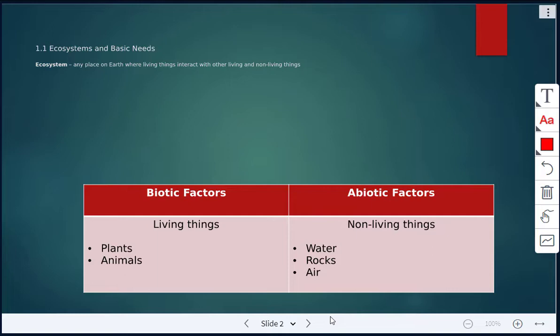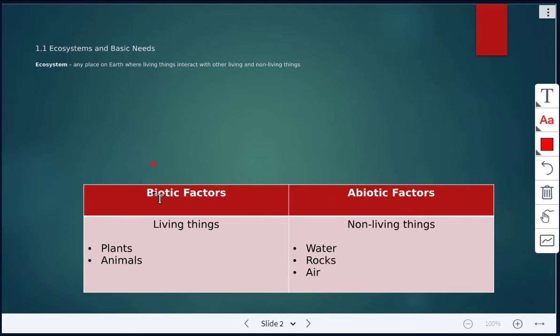What is an ecosystem? An ecosystem is defined as any place on Earth where the living things interact with other living things as well as the non-living things. All right, so interactions between living things and between living and non-living things. Two other terms here that you're required to know are biotic factors and abiotic factors.